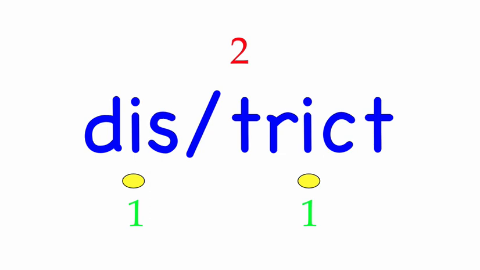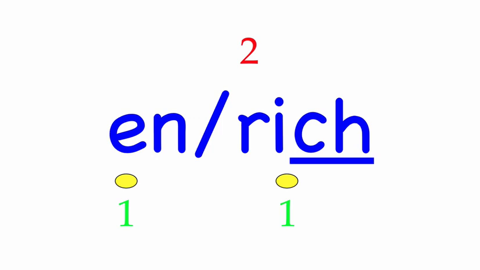Row 6. Enrich. This book will enrich your understanding. Enrich. First syllable en, 2 sounds: e, n. Rich, 3 sounds: r, i, ch. Enrich. Mark the word.